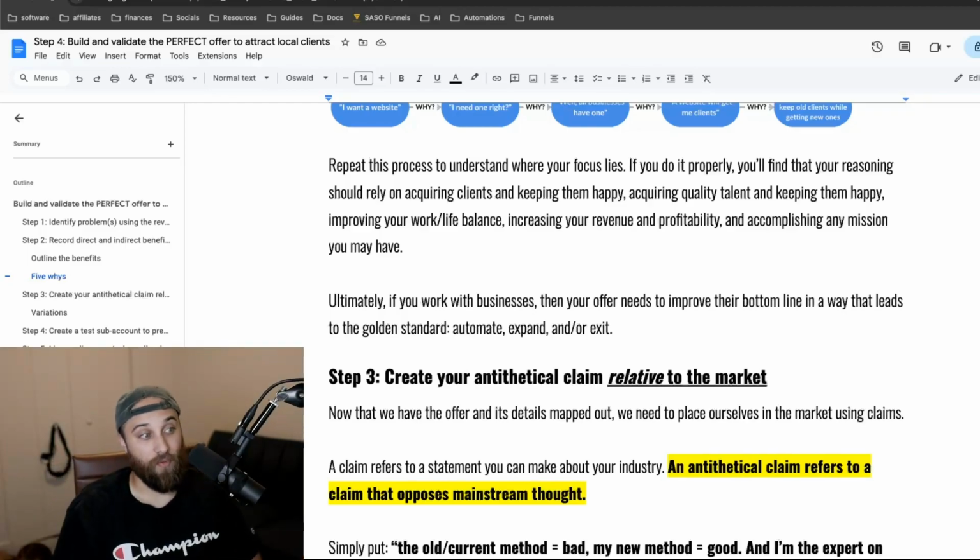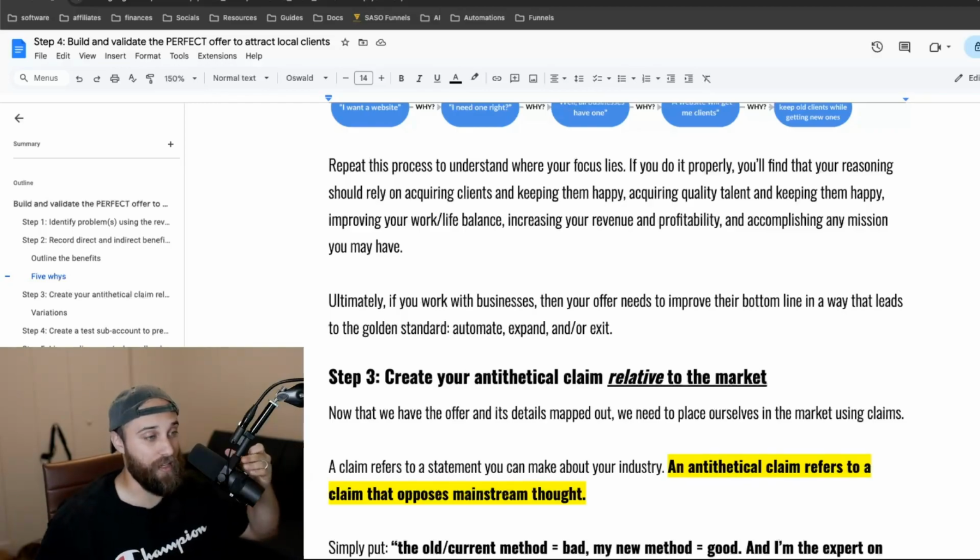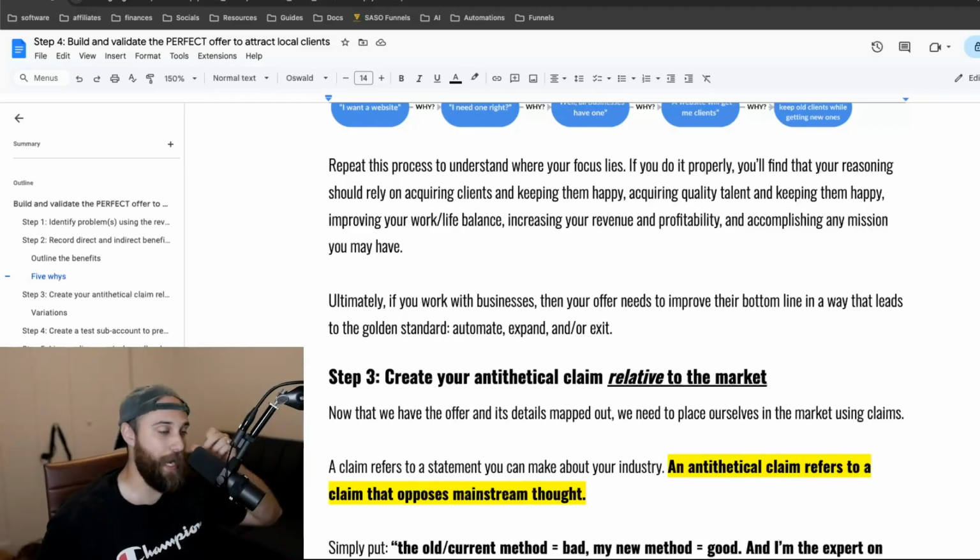Cool. So for you, your golden standard is automating cash flow coming in, right? Maybe you want to expand it. So maybe you're like, I want franchises. I want more offers and more spaces and more verticals, right? Maybe you want to exit it. Hey, I grew this big business and I'm ready to sell it off, right? That's Alex Hormozi's whole thing where he does the acquisition.com.